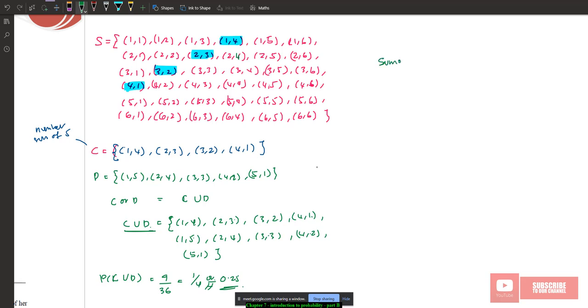The sum greater than 5, sum greater than 10. So we want to find the probability of sum greater than 5 or sum greater than 10. So let's denote this one as A and this one as B.